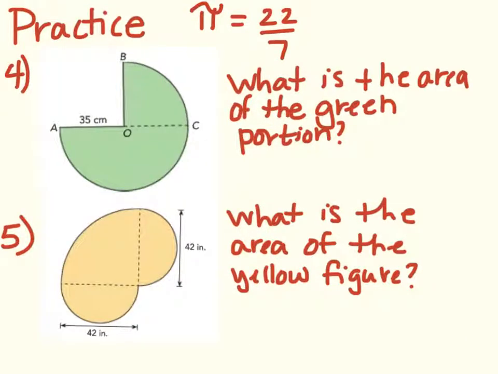Here are 2 practice problems for you to attempt. In number 4, Judy baked a pizza and had a part of it for lunch. After the meal, the shape of the remaining pizza is made up of a semicircle and a quadrant. Find the area of the remaining pizza, which is represented by the green portion of this figure. In number 5, we have a rug that's made up of a quadrant and 2 semicircles. Find the area of this rug.